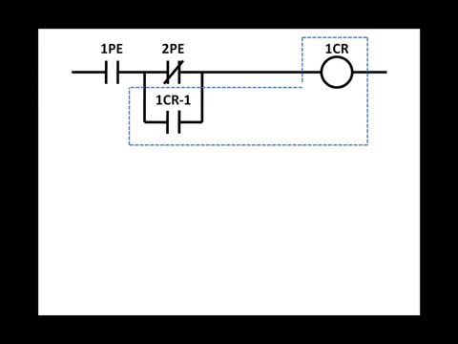In this circuit, to energize the relay coil, you need to complete a path for current flow from one end of the circuit to the other end. The circuit must be completed through photo eye number 1 normally open contact, that's 1 PE normally open contact, and photo eye number 2 normally closed contact, 2 PE.